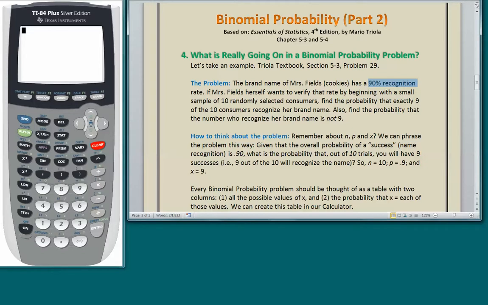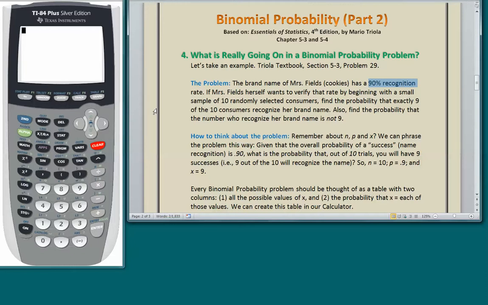Every binomial probability problem should be thought of as a table with 2 columns. The first column is all of the possible values of x. And in this case, that means out of those 10 consumers, all of the possible number of those 10 who might have heard of Mrs. Fields. And we'll see that all those possible numbers go from 0 to 10. And the second column is the probability for each of those values of x that actually happens, that x equals each of those values. And we can create this table in our calculator.